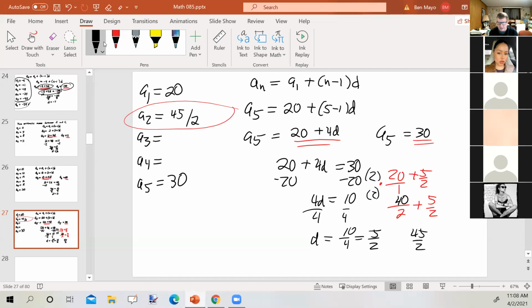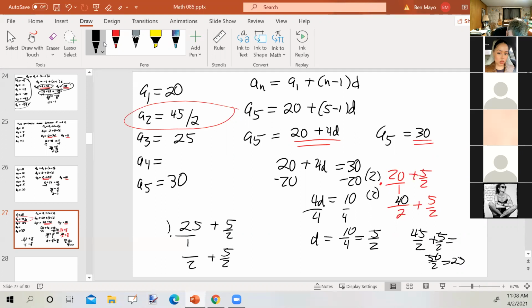Are you okay with how I got that? All right. A sub 3 would be 45 over 2 plus 5 over 2. Well, 45 over 2 plus 5 over 2 is what? 50 over 2, which is 25. Nice number there. A sub 4 is 25 plus 5 over 2. We'd multiply by 2 over 2, we get 50 over 2 plus 5 over 2, which is 55 over 2.